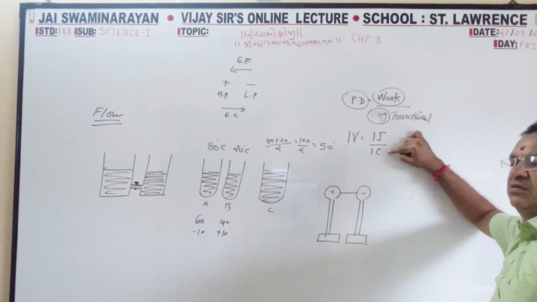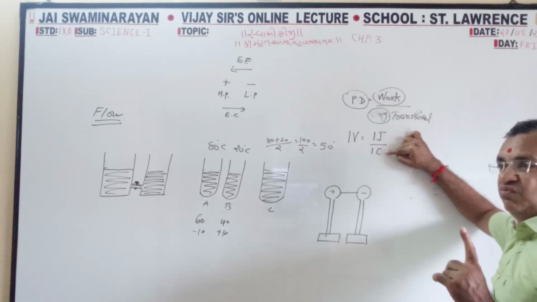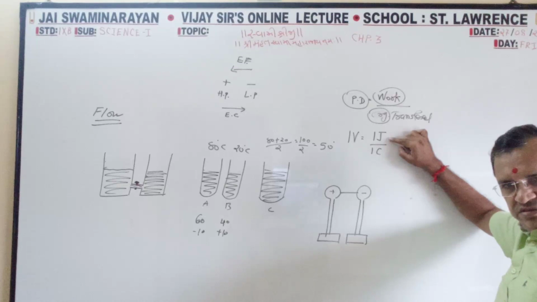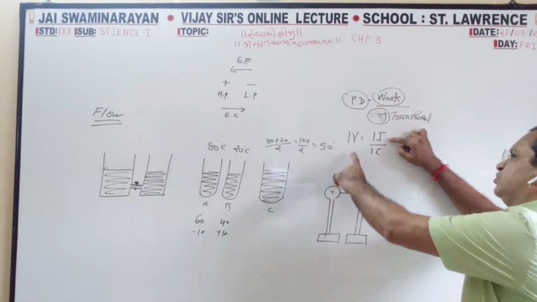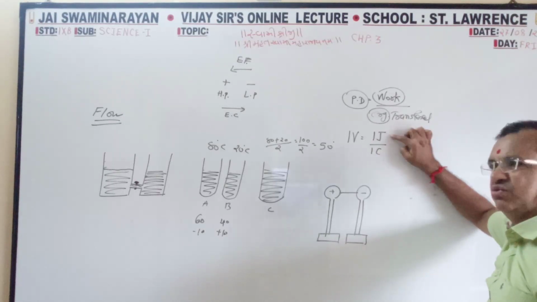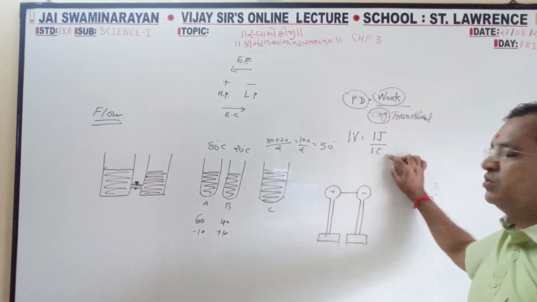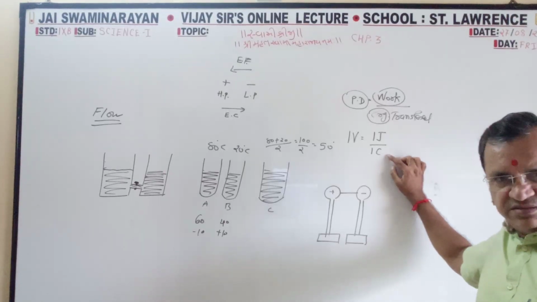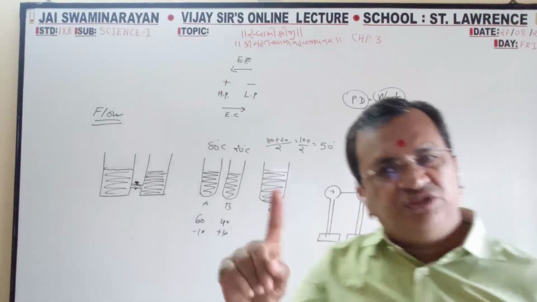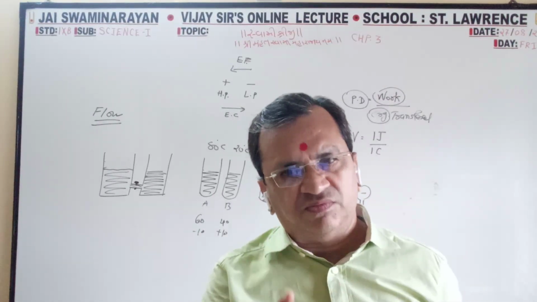Reverse: when we pass 1 coulomb of charge, the work done is 1 joule, so the potential difference is 1 volt. You can write it either way. 1 joule of work is done when 1 coulomb of charge is passed, or when 1 coulomb of charge passes, 1 joule of work is done. At that time the capacity of the battery is 1 volt.